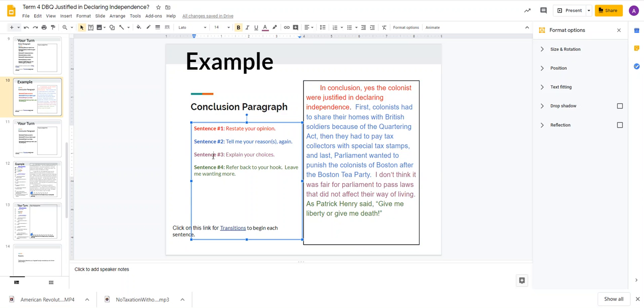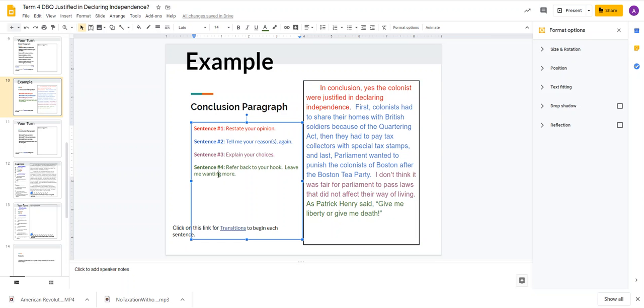Going on to sentence 3, explain your choices. This is where you restate your thought, your reasons. Why did the reasons that you gave me justify them? I don't think it was fair for Parliament to pass laws that did not affect their way of living. So that was all of these acts and these reasons that I selected. They didn't affect the British soldiers, they affected the colonists. And so my opinion is that it wasn't fair.